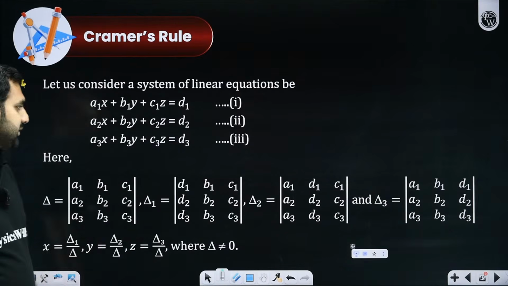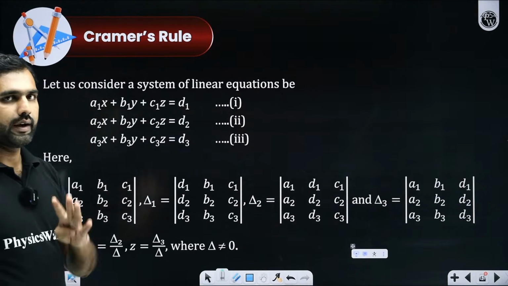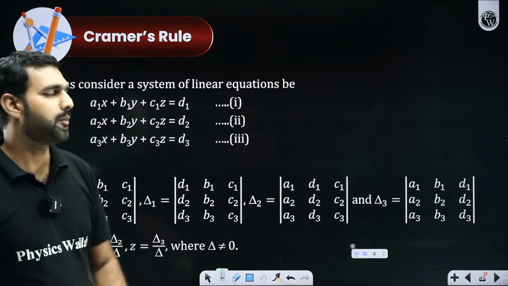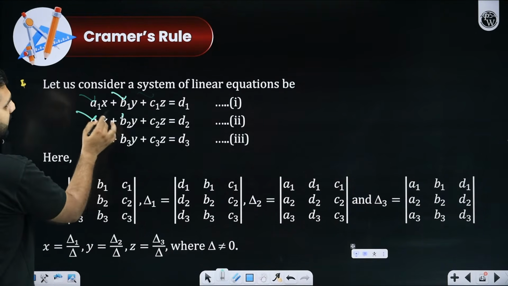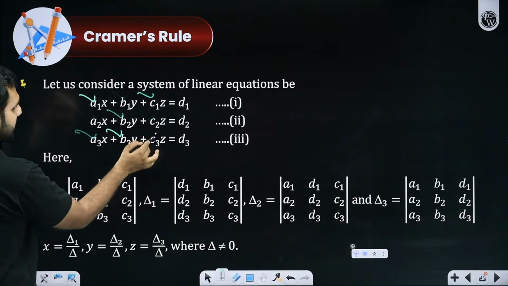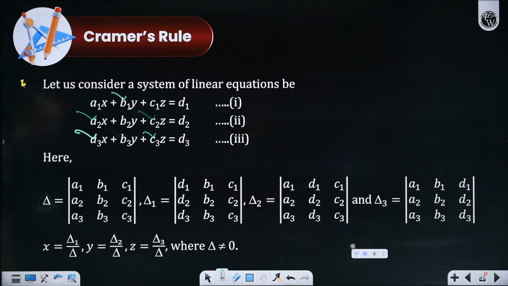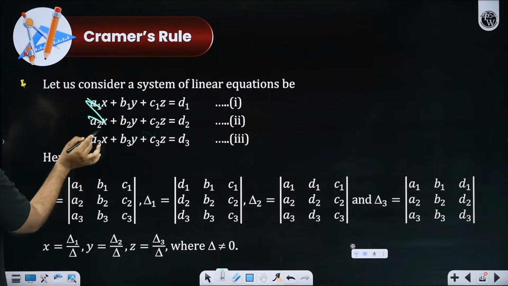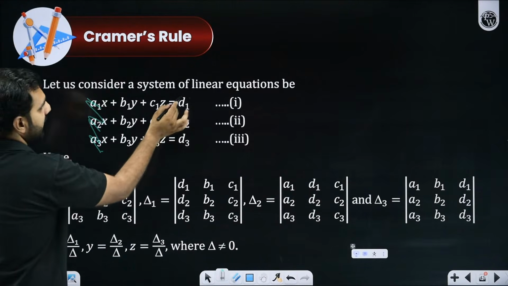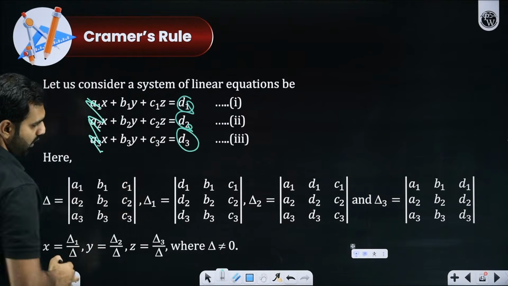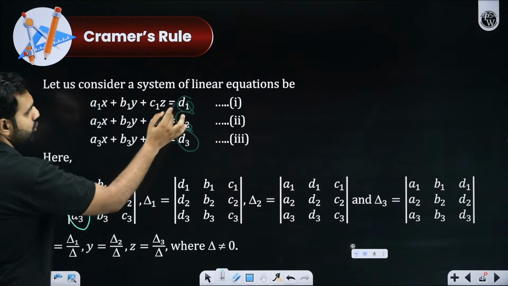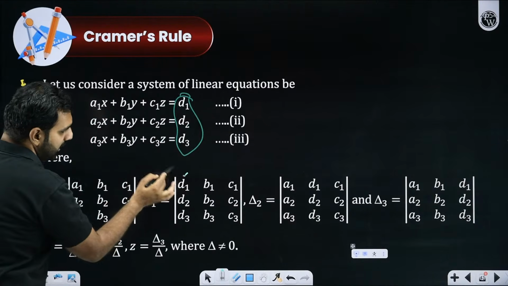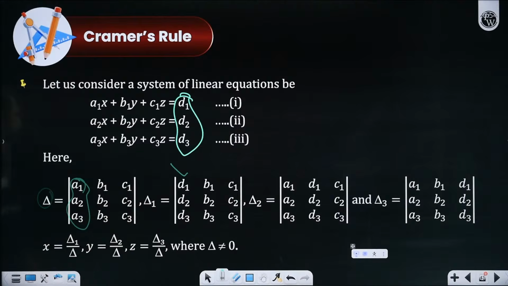The mathematician Cramer suggested that you define 4 determinants. First determinant delta, which will be given by a1, b1, c1, a2, b2, c2, a3, b3, c3. That will be the delta. Then you define delta 1. What will be delta 1? Remove the coefficients of x and replace them by the constant terms. What does it mean? a1, a2, a3 in delta should be replaced by d1, d2, d3. That will give you delta 1.